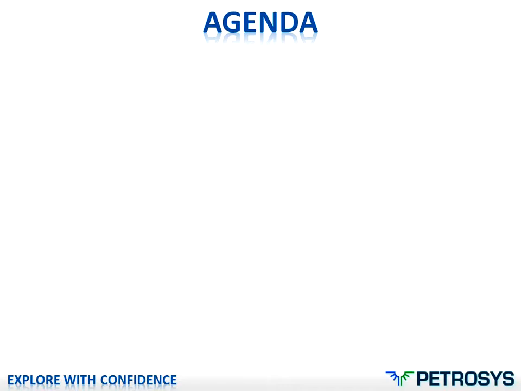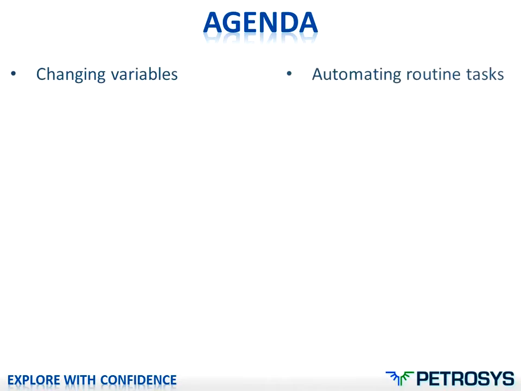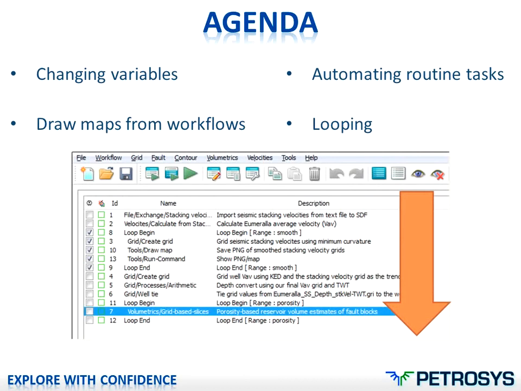So the agenda for this video: we're going to look at how we can change variables in the Petrosys Task List. We're going to see how we can automate routine tasks. We're going to see how you can draw maps directly and automatically from workflows, and we're going to see how we can loop over some of those repetitive tasks.